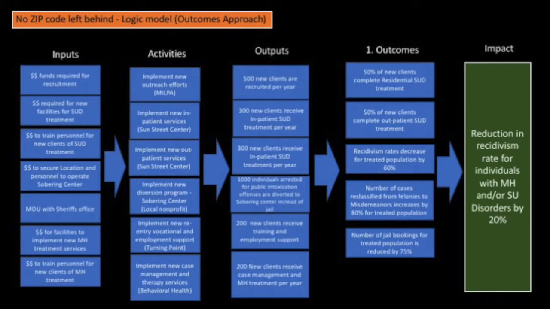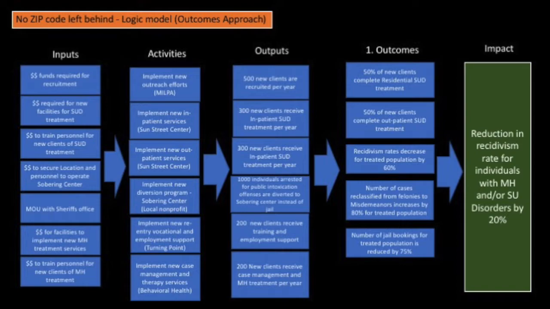Now, if we implemented this, then we would get some outputs. This is the product of the activities. So we said, if we get these resources in the 3 years of the program, we will recruit 500 new clients per year. 300 new clients will receive inpatient SVT treatment. 300 would receive outpatient mental health treatment, or 1,000 individuals arrested, instead of going to jail, they would go to a sovereign center, and so forth.